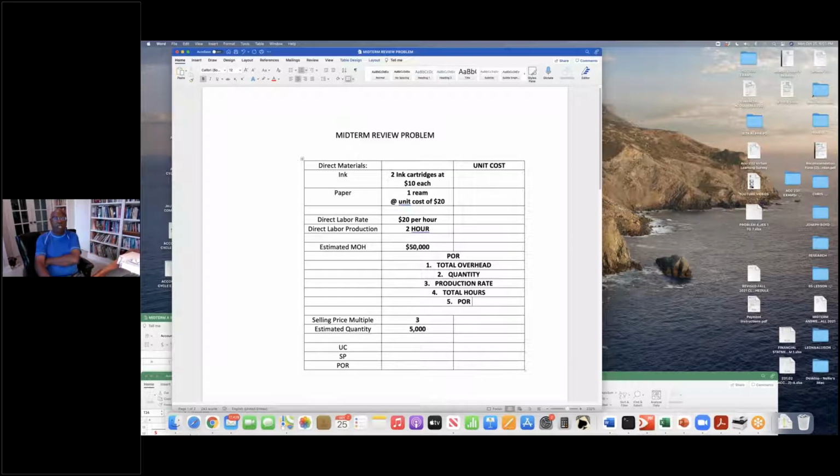So let's go through and see if we can get these same 3 things again, but it's taking 2 ink cartridges, 1 ream of paper. It's taking 2 hours to make it, and the overhead is 50,000. How long is it going to take us to get that done? I'm going to give you about 7 minutes. That work?